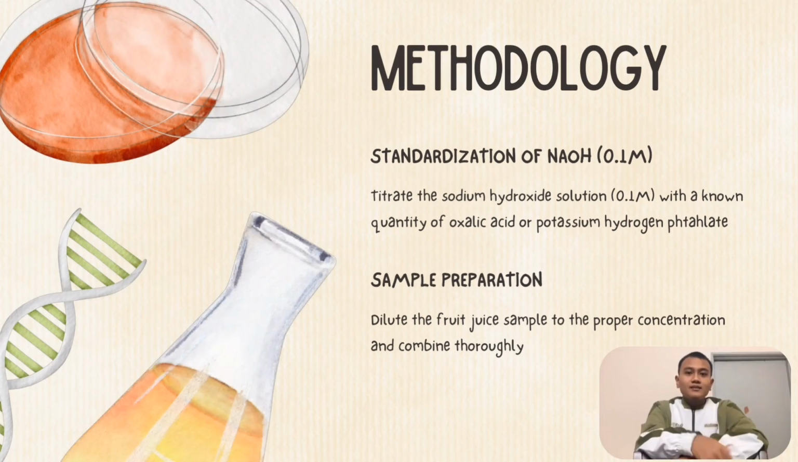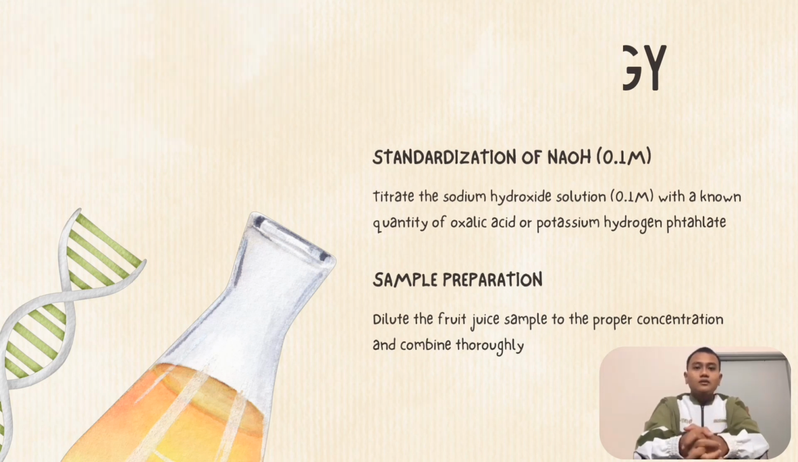For standardization of sodium hydroxide, titrate the 0.1 M sodium hydroxide solution with a known quantity of oxalic acid or potassium hydrogen phthalate. Sample preparation: dilute the fruit juice sample to the proper concentration and mix thoroughly.